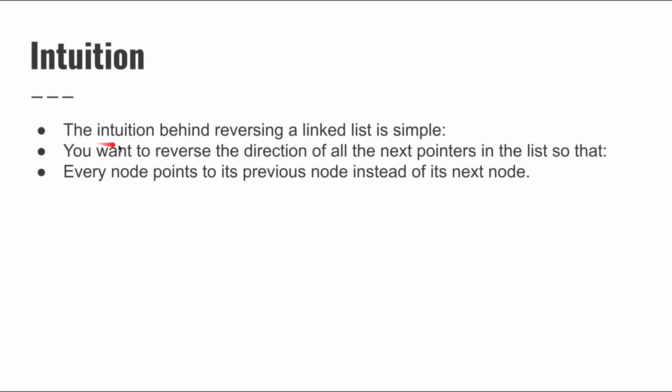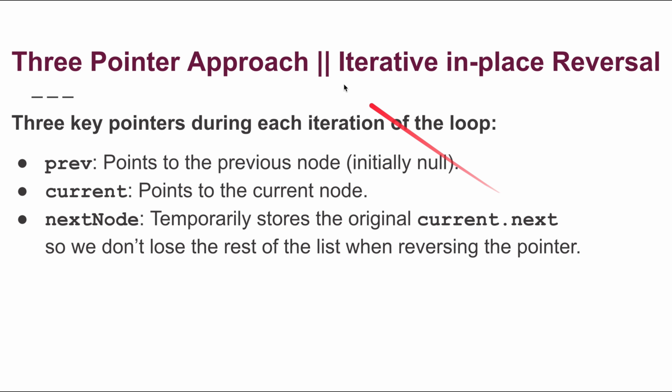The intuition is very important to understand before writing the code. So the intuition behind reversing a linked list is simple. You want to reverse the direction of all the next pointers in the list so that every node points to its previous node instead of its next node. And so we will use the three-pointer approach, or you can say iterative in-place reversal.